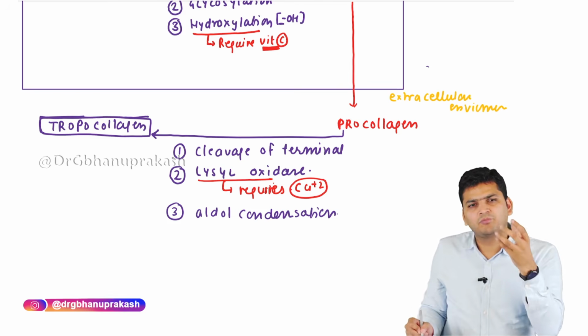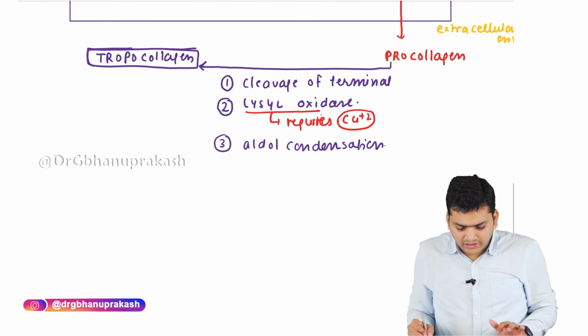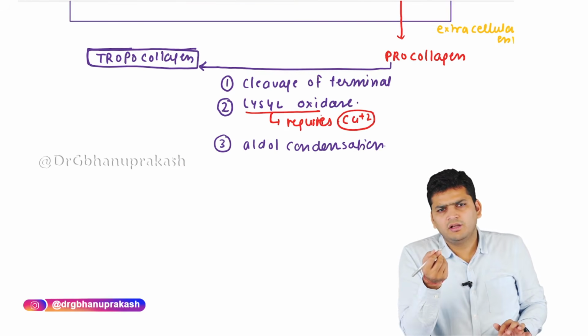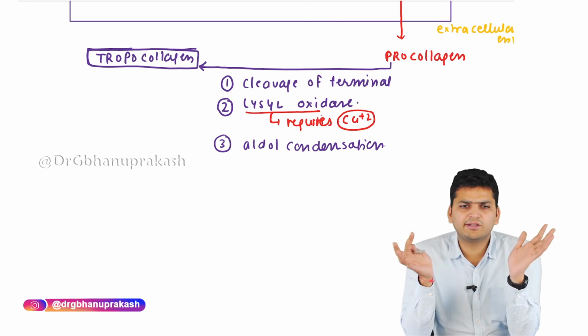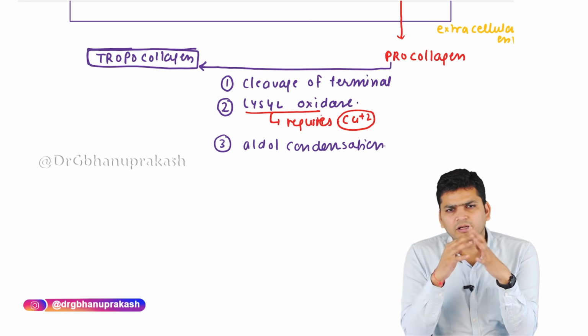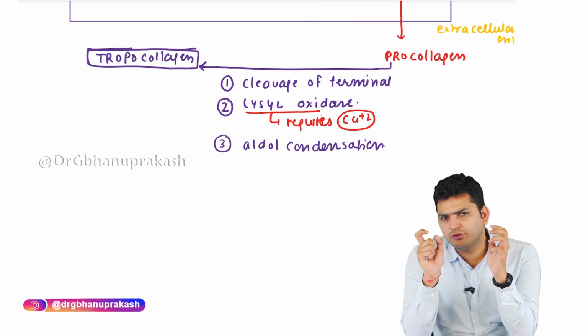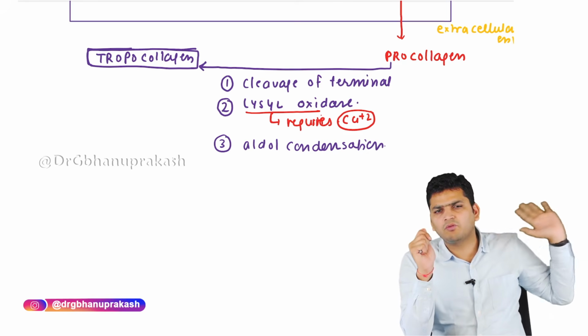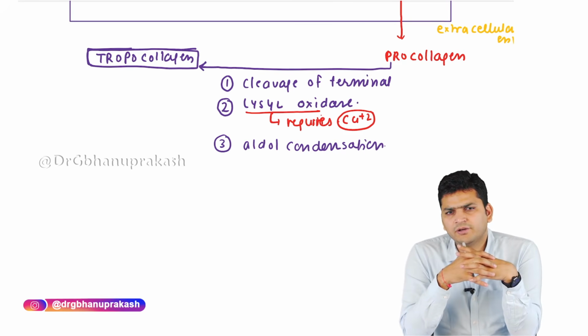Tropocollagen is like a brick. Now this is basically the structural and the functional unit of the collagen. Means you want to make different types of collagen. So what you do is you arrange the tropocollagen in different manner and you will get the different types of collagen. Right. So this tropocollagen is the main functional unit that is going to be there in all the types of collagen.